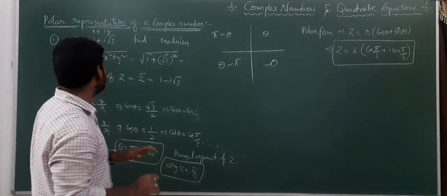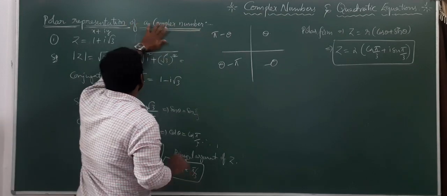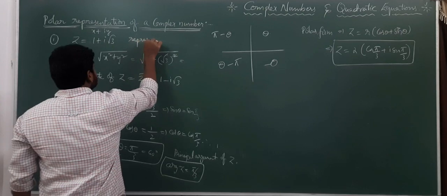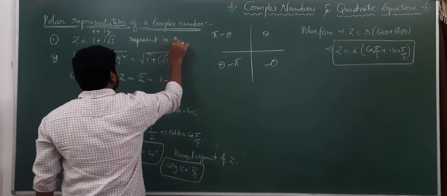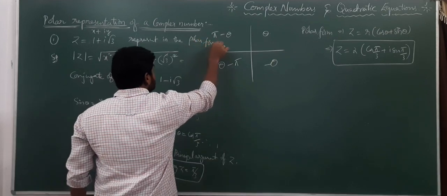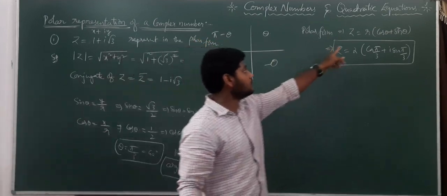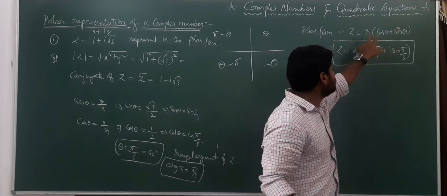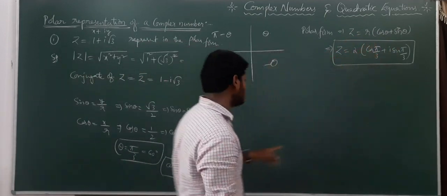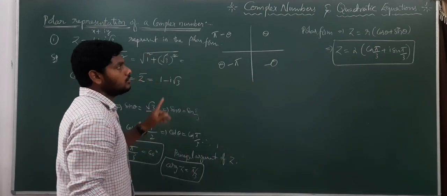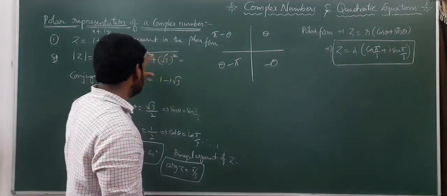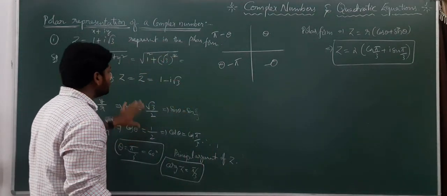For 3 marks, how will they ask? z is equal to 1 plus i root 3, represent it in the polar form. The polar form is z equal to r into cos theta plus i sin theta. But to find r, what do we need to find? The modulus. To find theta, what do we need to find? The argument. So if you want to get the 3 marks, you need to find the modulus and also the argument.